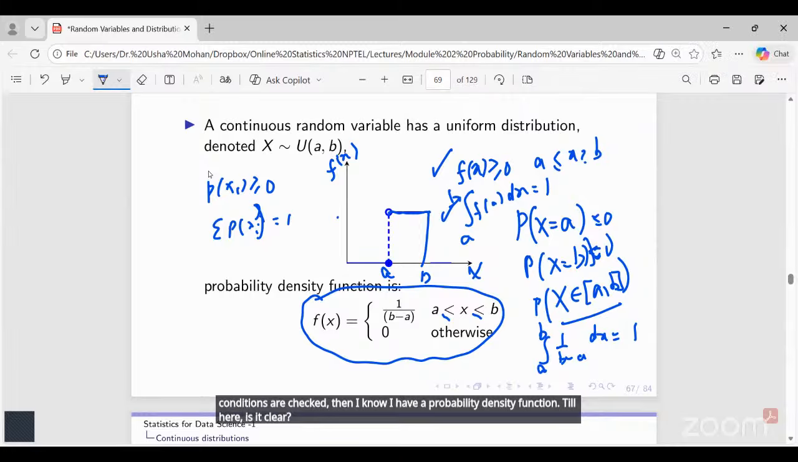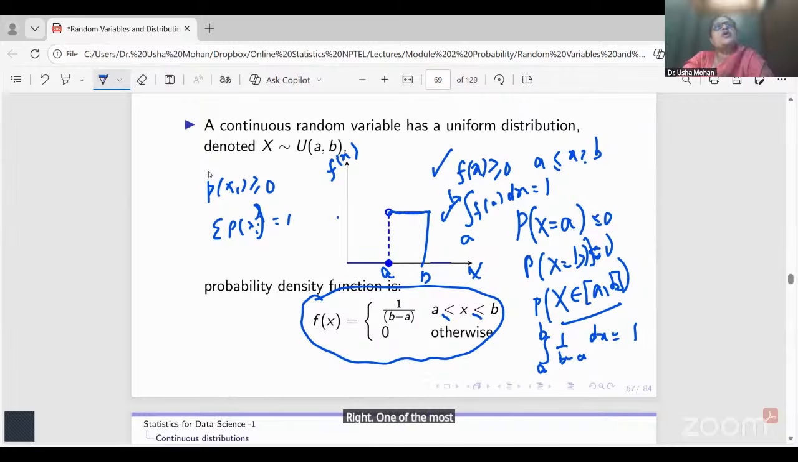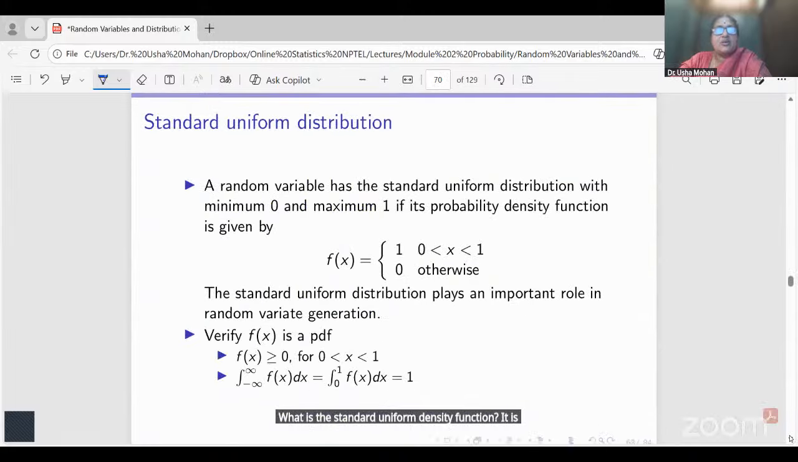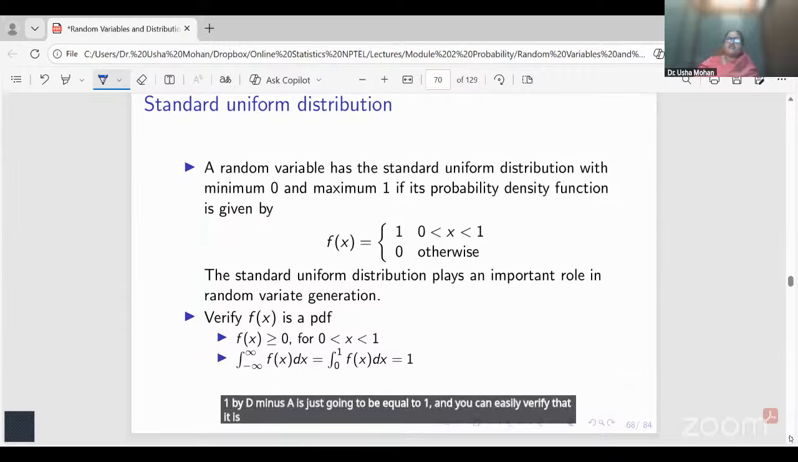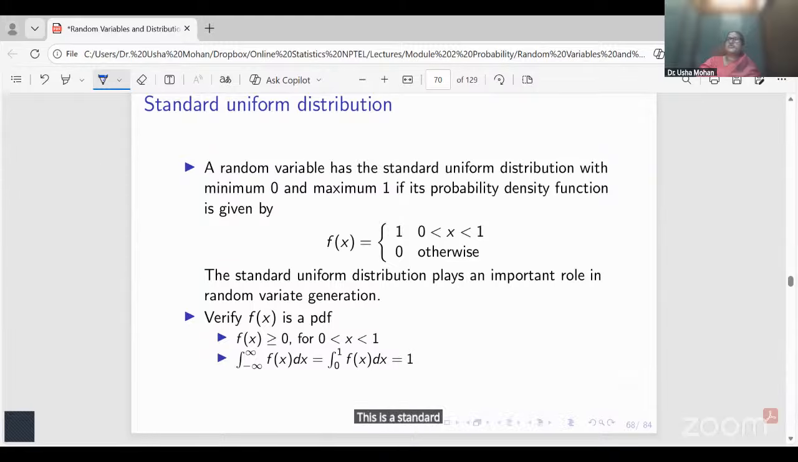Right. One of the most important distributions is when a is equal to 0 and b equal to 1, and I have what is called a standard uniform density function. What is a standard uniform density function? It is a function where a equal to 0, that is the minimum value is 0, and the maximum is equal to 1. 1 by b minus a is just going to be equal to 1. And you can easily verify that it is a density function. Till here, is it clear? This is a standard uniform distribution function.